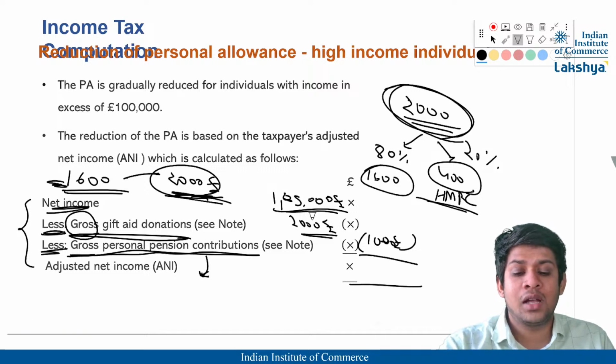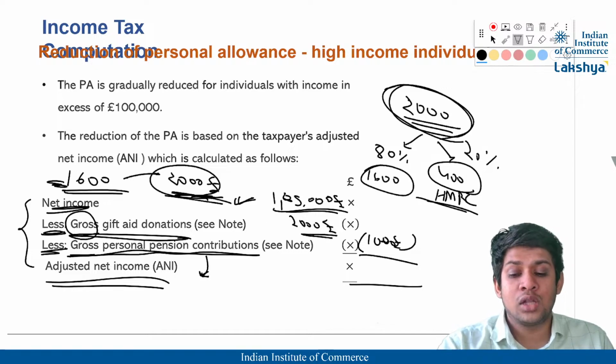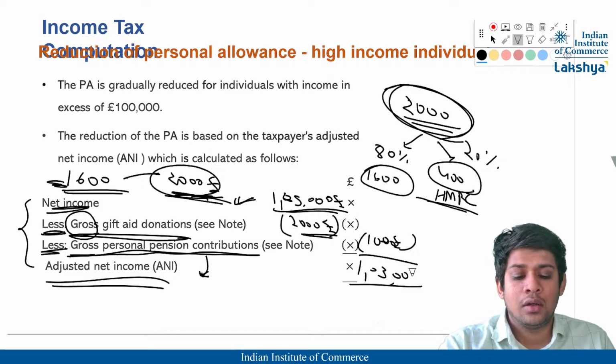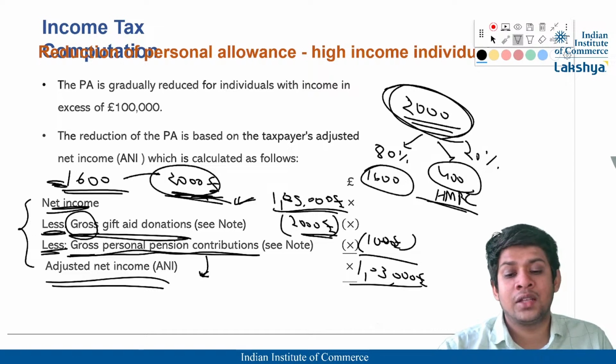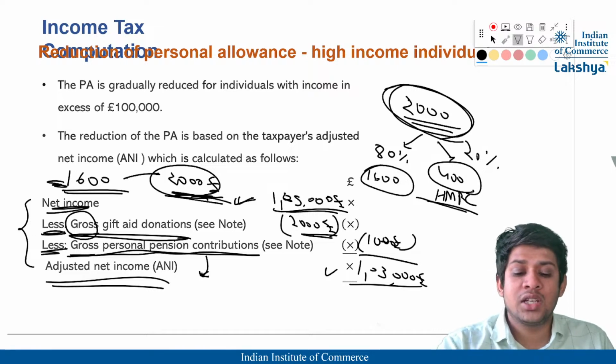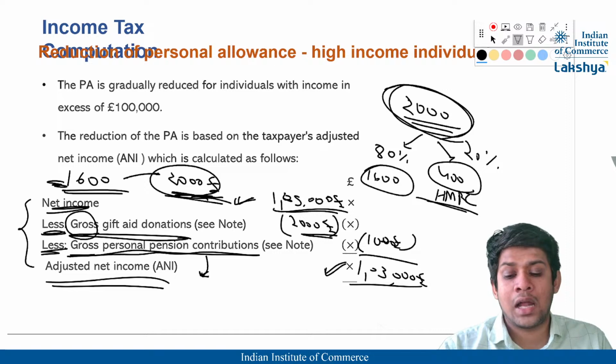So technically my income becomes how much? Adjusted net income: 1,05,000 was my net income. From that I'll take 2,000 pounds as a deduction and 1,000 pounds as a deduction. So 1,03,000 pounds is my adjusted net income. Now my adjusted net income is still higher than 1 lakh.